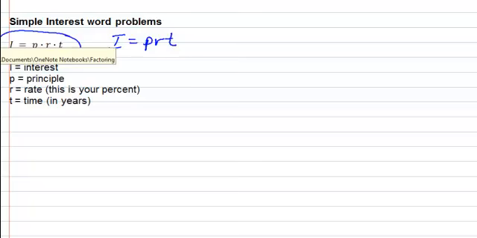The key, of course, is knowing what each of these things mean. So I is our interest. P is principal. And when the word problems talk about it, principal could be the amount that you're borrowing. It could be the amount that you are investing. There are a variety of things that could constitute principal. So you do need to read the word problem carefully so you understand what the principal is. The interest, of course, could be what you earn. It could be what you owe on top of the principal that you've borrowed from a bank, that kind of thing. Now, the rate is the percent.